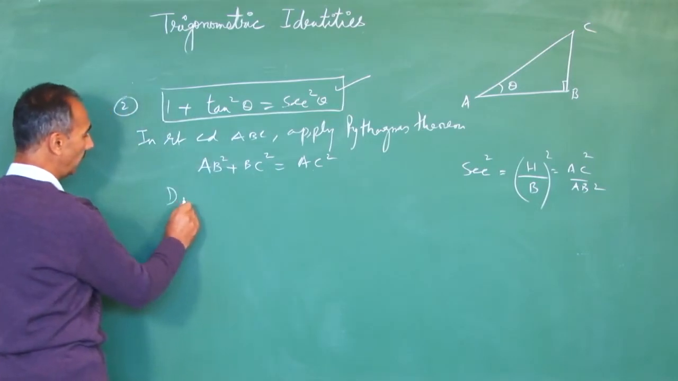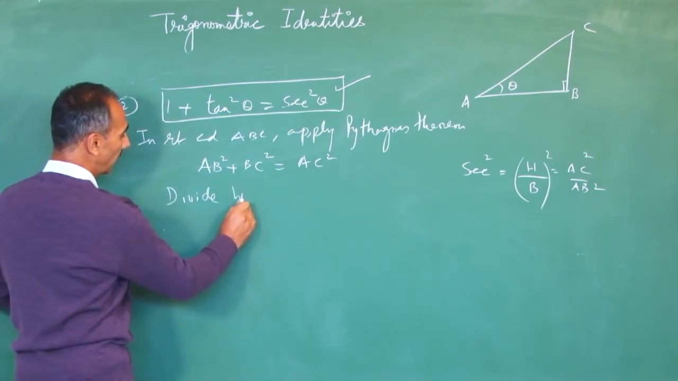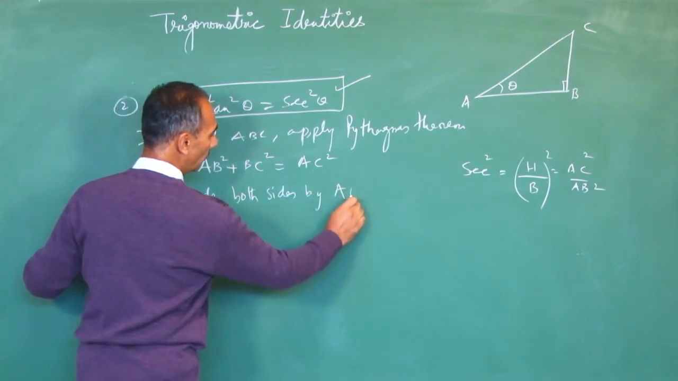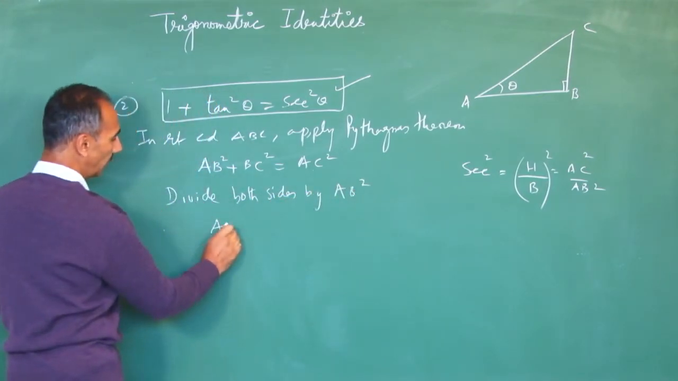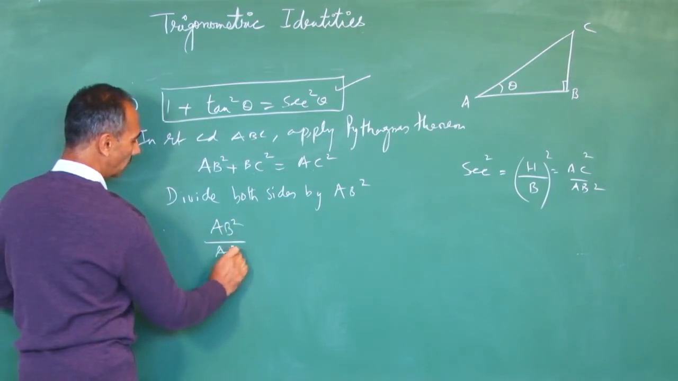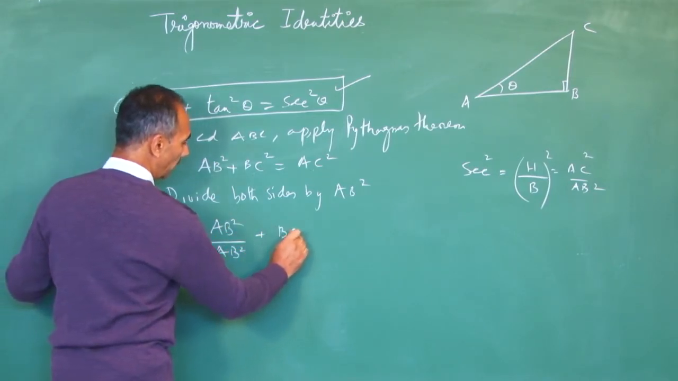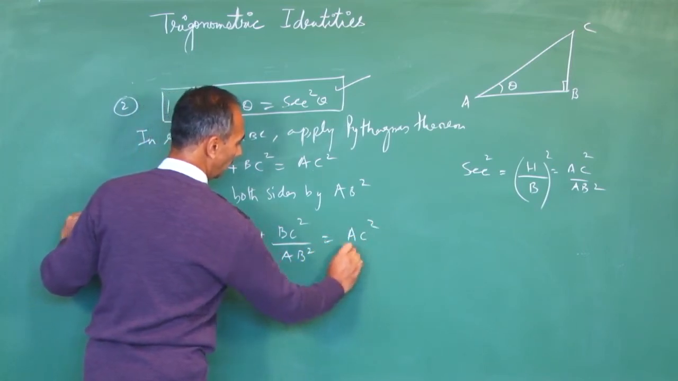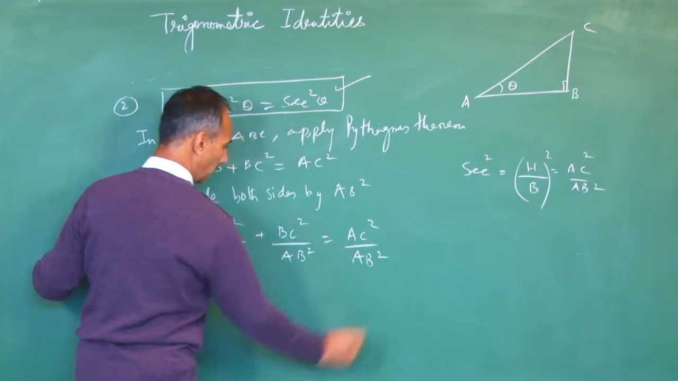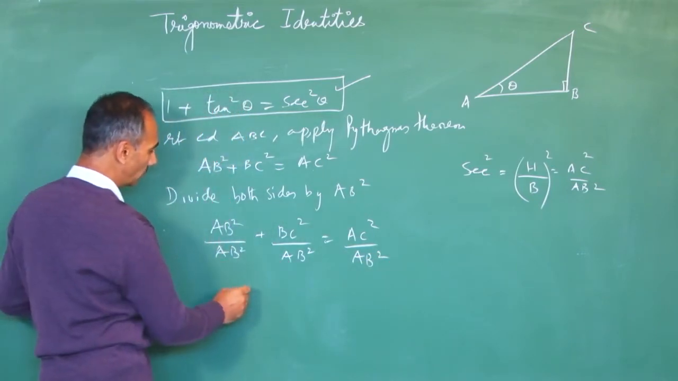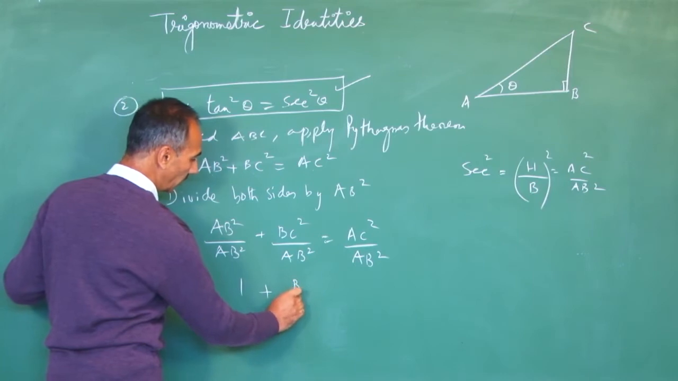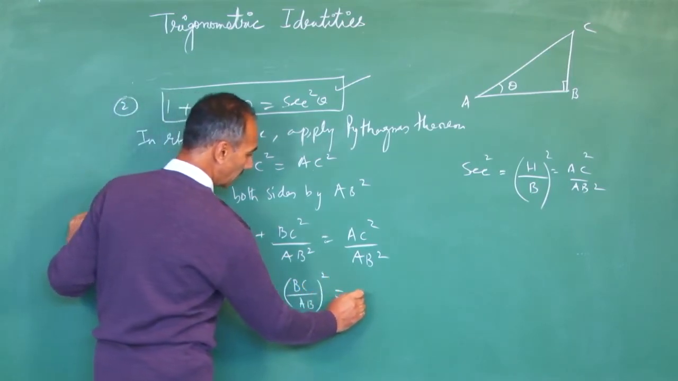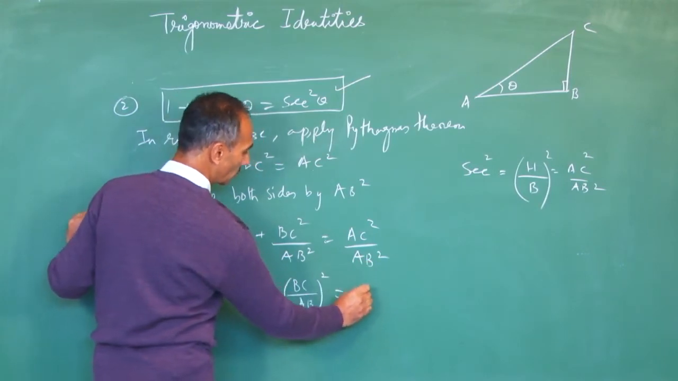So we'll do the same. We'll divide both sides of this equation by AB square. So when we divide, we get AB square upon AB square plus BC square upon AB square is equal to AC square upon AB square. It's simplified. AB square by AB square is 1 plus this could be written as BC by AB whole square, and this is AC by AB whole square.